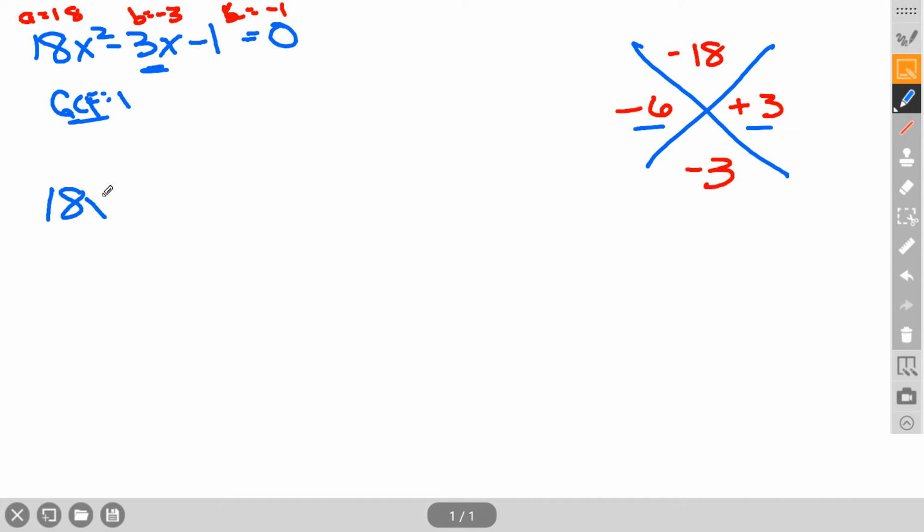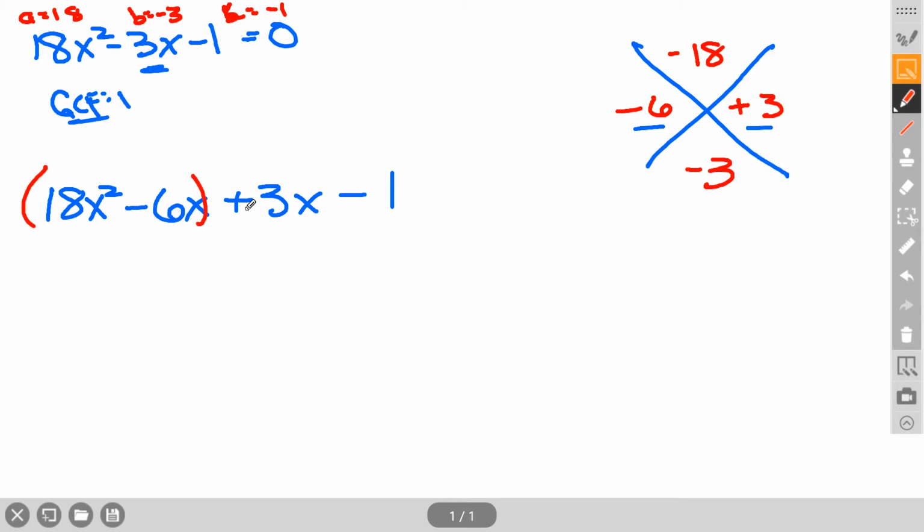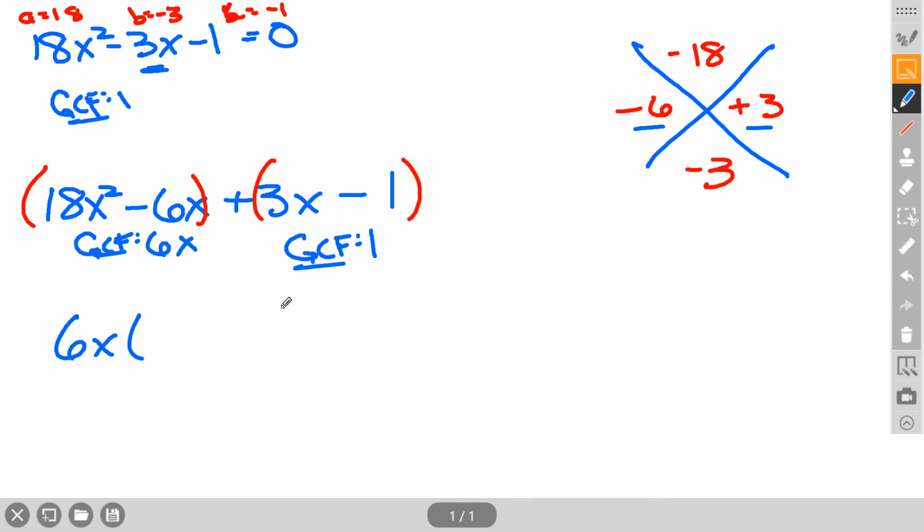So I got 18x squared minus 6x plus 3x minus 1. And I'm going to group the first two together. I'm going to group the second two together. And I'm going to factor the GCF out of each group. GCF of the first group is 6x. GCF of the second group is 1. So I'm going to factor 6x out of the first group. I'm going to factor 1 out of the second group.